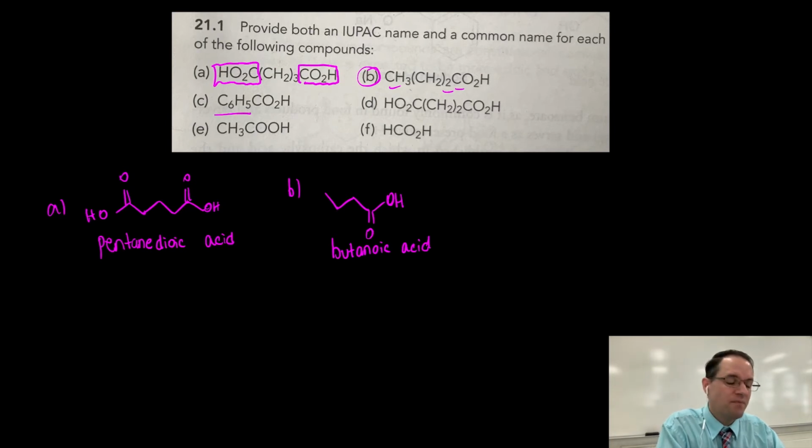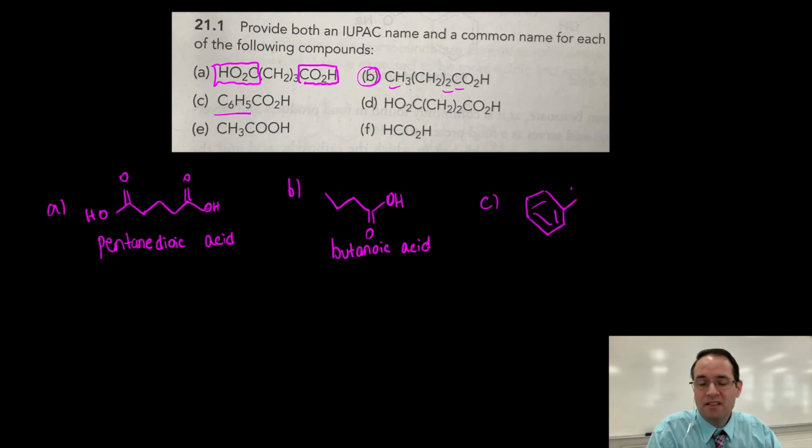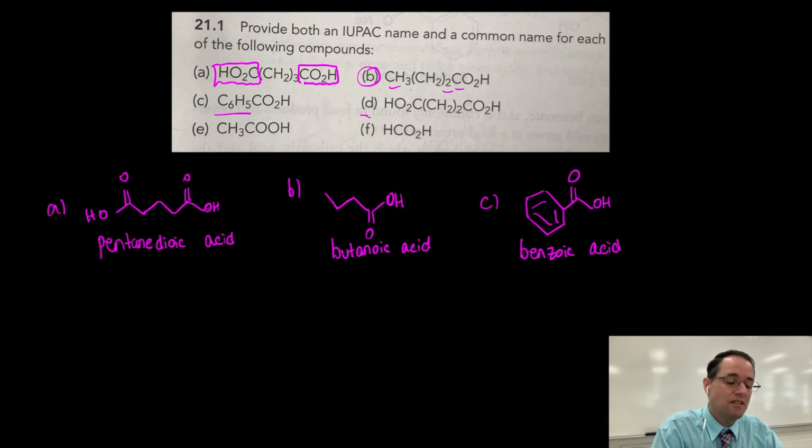In part C, we have C6H5. That is a phenyl group, okay? C6H5 could be abbreviated Ph. It could be drawn as a phenyl. Phenyl is like this with something attached to it. And so that's a carboxylic acid group, a CO2H, and we call this benzoic acid, okay? So again, we're just dealing with the basics here. It doesn't need to be too complicated.